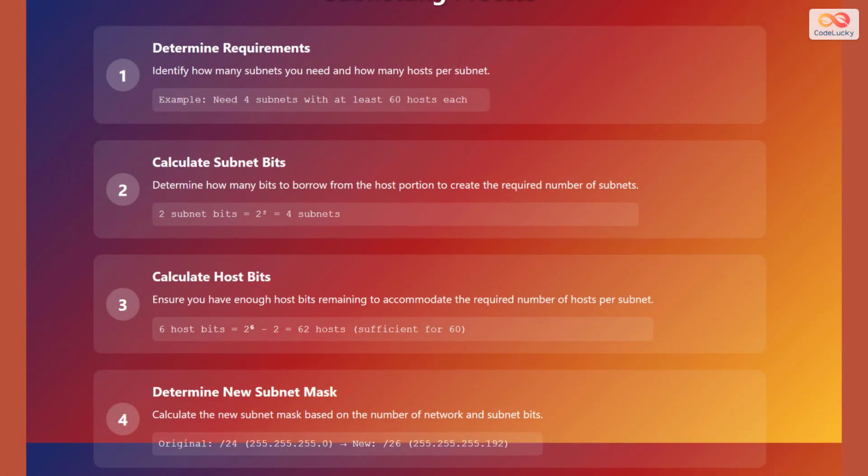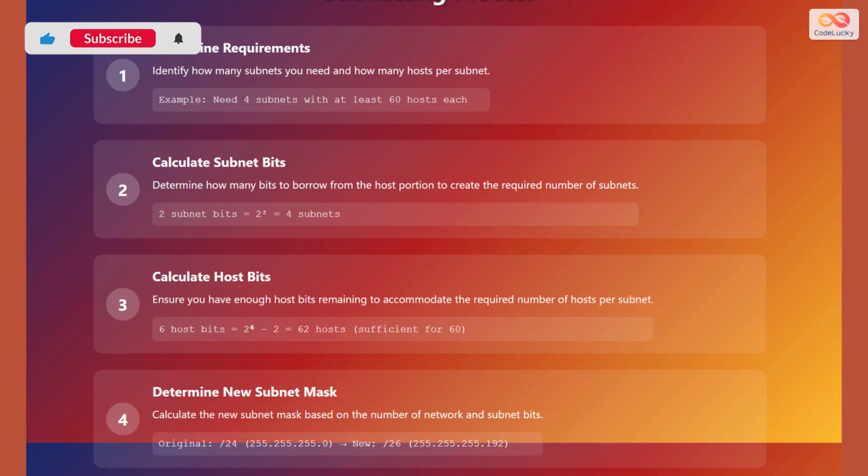Let's walk through the general process of subnetting. First, determine your requirements. Identify how many subnets you need and how many hosts per subnet. For example, you might need 4 subnets with at least 60 hosts each. Second, calculate the subnet bits. Determine how many bits to borrow from the host portion to create the required number of subnets. For instance, 2 subnet bits equals 2 squared, which equals 4 subnets.